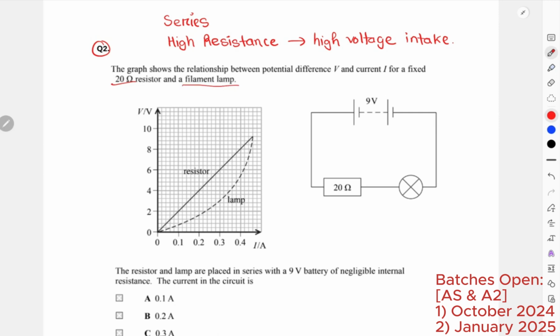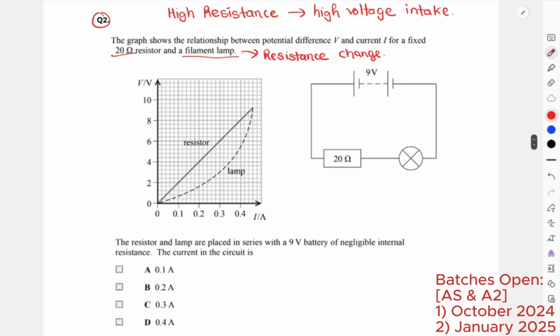Always remember that for a filament lamp, its resistance changes, right? Initially the resistance is extremely low. As time goes on, because of its temperature increase, the resistance will also increase. So the resistance of a filament lamp changes. Now, it never says that the resistance of the filament lamp was negligible. I mean, we know by default that the resistance of a filament lamp always changes due to the change in temperature.